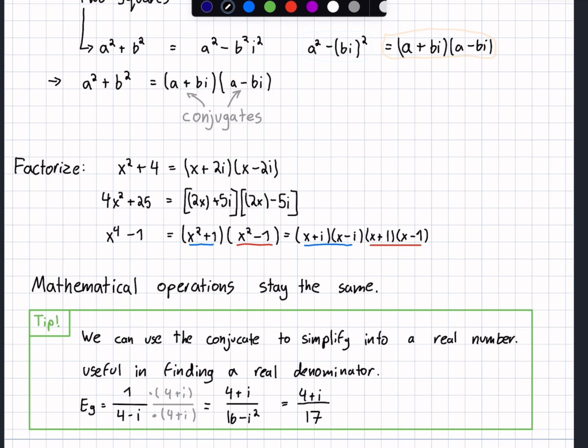Here are some examples of some factorizations. You can take a moment to look at it. I would recommend pausing the video if you don't understand it straight away.